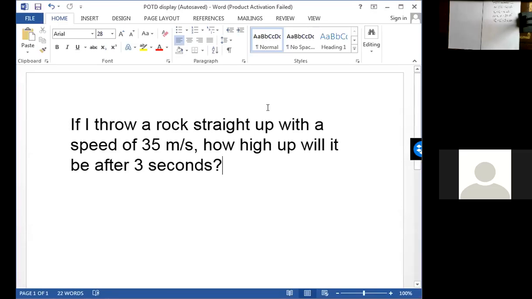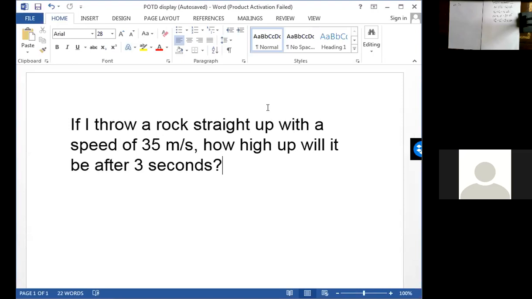So if I throw a rock straight up with a speed of 35 meters per second, how high up will it be after 3 seconds? That's right. The time of 3 seconds is one thing that's given to us there. What are the other givens?